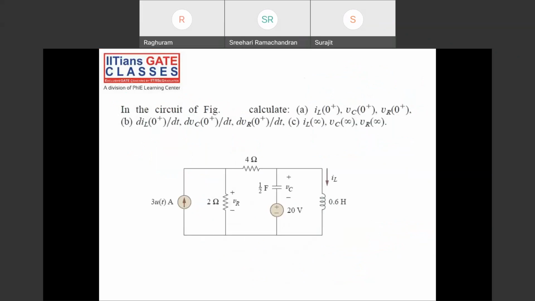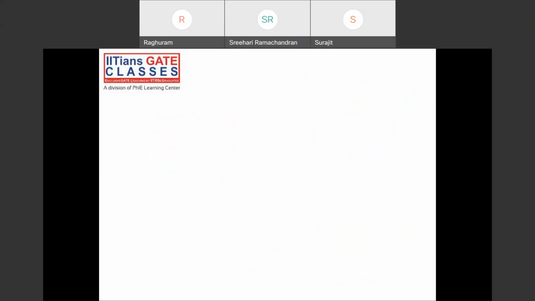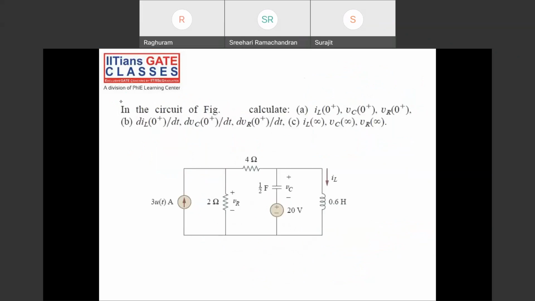Okay, this is about it. You can try to do this as homework if you want. Find I of 0 plus, V of 0 plus, IL of 0 plus, VC of 0 plus, VR of 0 plus, dIL of 0 plus by dt, dVC of 0 plus by dt, dVR of 0 plus by dt, IL of infinity, VC of infinity, VR of infinity. Okay, I am giving these problems because I want you to be clear on concepts. That's why I'm giving you these.